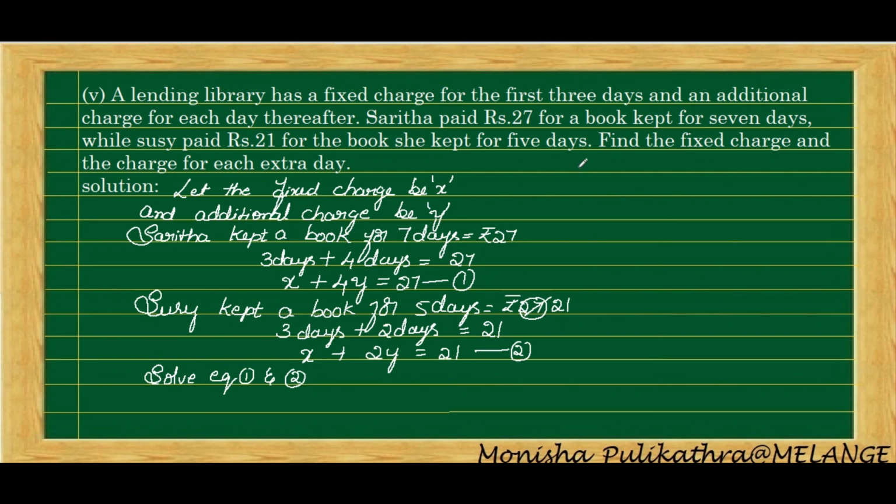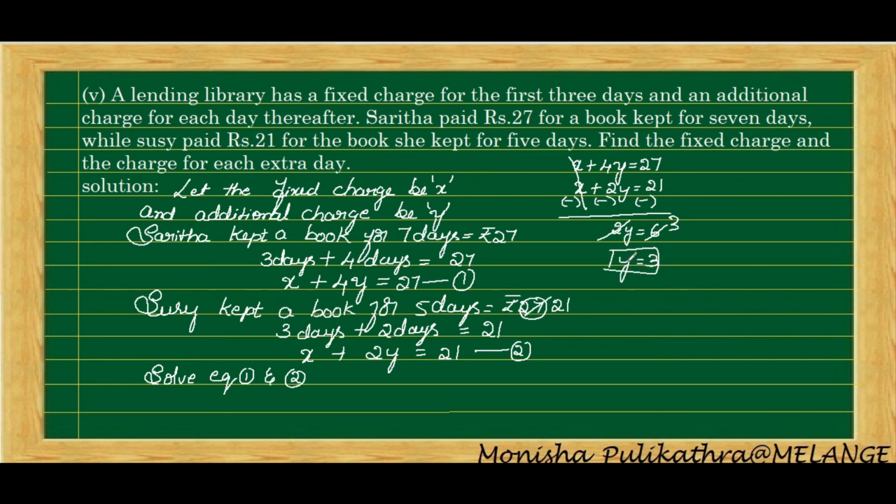The first equation is x plus 4y is equal to 27 and the second equation is x plus 2y is equal to 21. Okay, so change the sign. So x cancels. Unlike signs mean we need to subtract. 4 minus 2 is 2y. Then 27 minus 21 is 6. So 2y is equal to 6, so y is equal to 3.